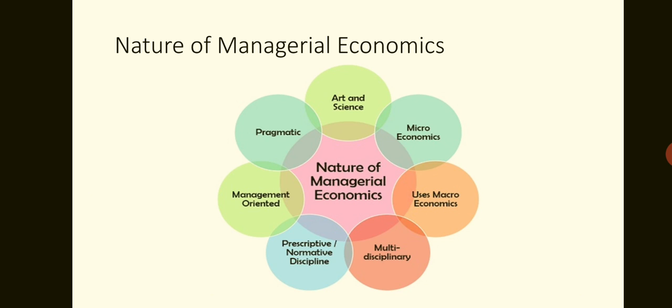Managerial economics is multidisciplinary. How can it be multidisciplinary? Because it is related to business decision making, and business decision making is in every area. Like in finance, we have to make decisions about where we source our money: from our owners' money, from taking a loan, from introducing new shares and bonds, etc.